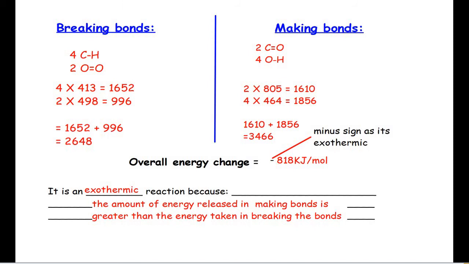It is an exothermic reaction because the amount of energy released making bonds is greater than the energy taken in breaking the bonds. So in other words, this is a bigger number than that. Remember, breaking bonds, making bonds. Okay.